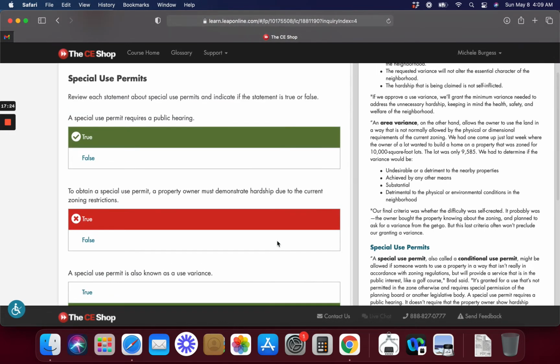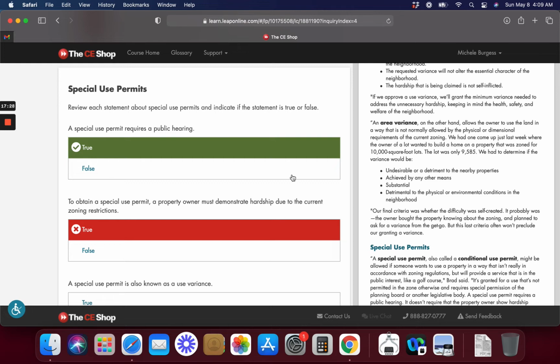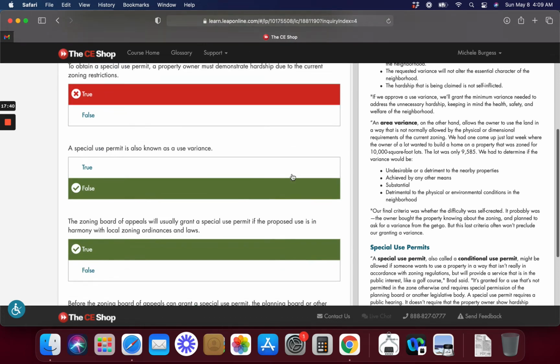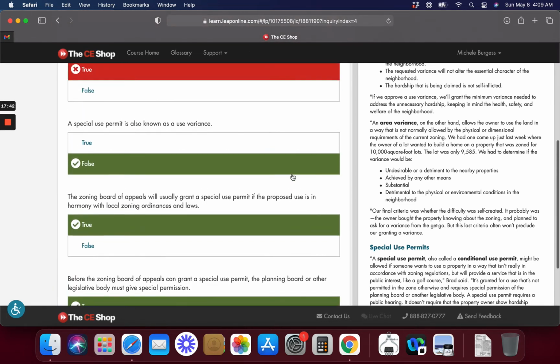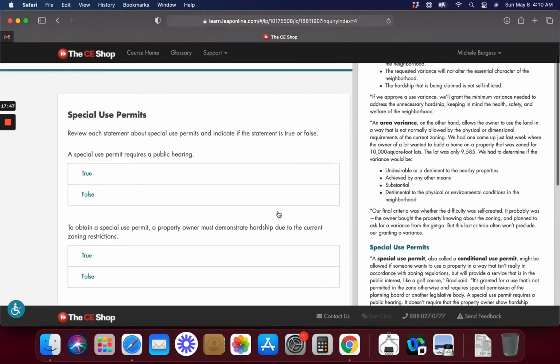Okay. All right, so this one, we got them almost all right except for two. You do not have to demonstrate a hardship to current zoning restrictions to get a special use permit. Okay. All right, let's try this one more time, and then I'll let you take a picture.